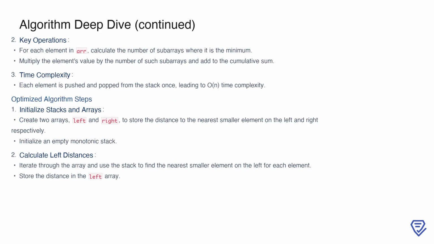The optimized approach involves several key operations. For each element in the array, we calculate the number of subarrays where it is the minimum. This is done by multiplying the distances to the nearest smaller elements on the left and right sides. The element's value is then multiplied by this count and added to the cumulative sum. The time complexity of this approach is O(n), as each element is pushed and popped from the stack exactly once.